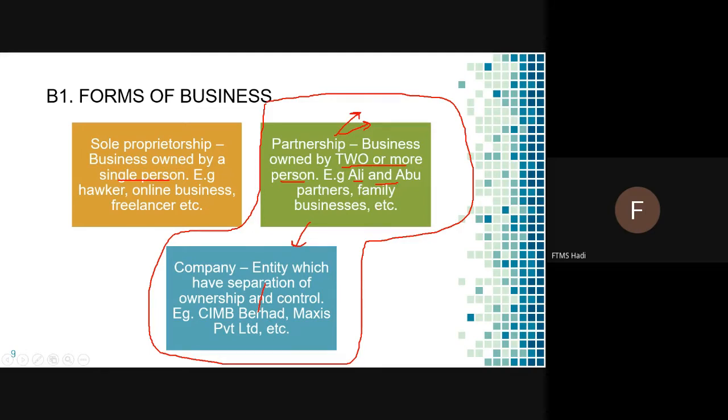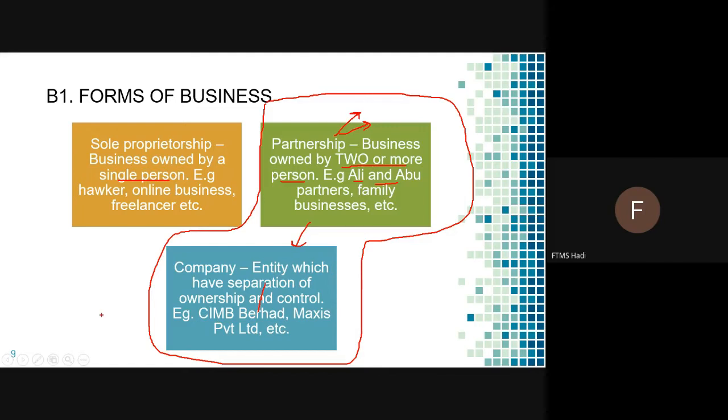But let's say company. In a company, ownership and control are held by different persons or different groups of people. Let's say CIMB Berhad. CIMB Berhad is owned by 50 investors, but CIMB Berhad is managed by CIMB staff, which is not the 50 people that I mentioned earlier.